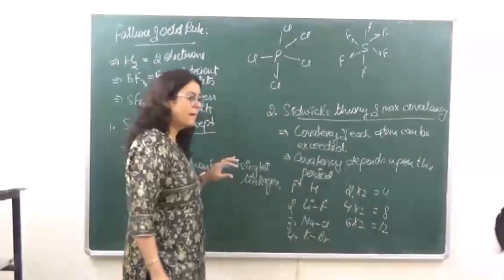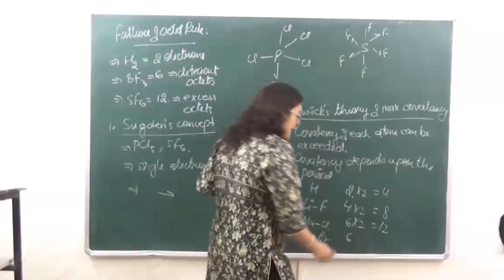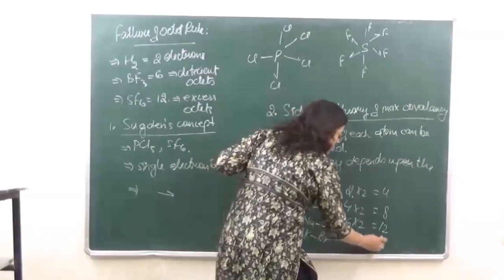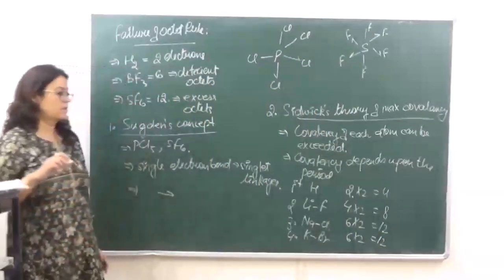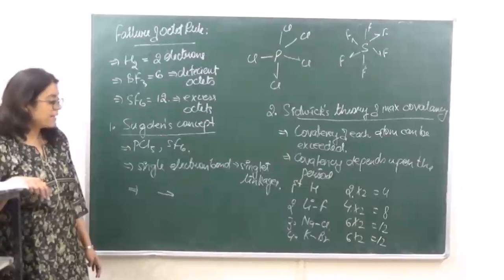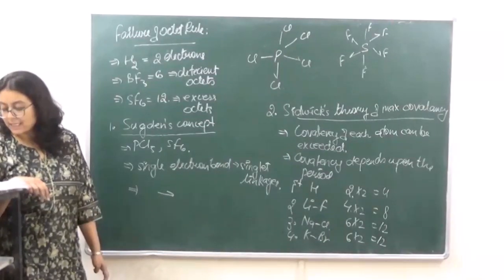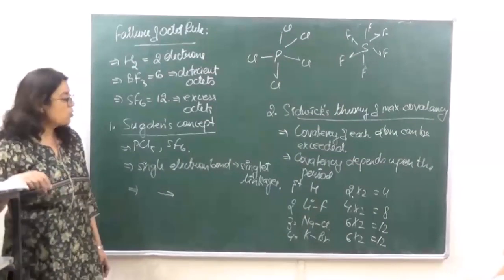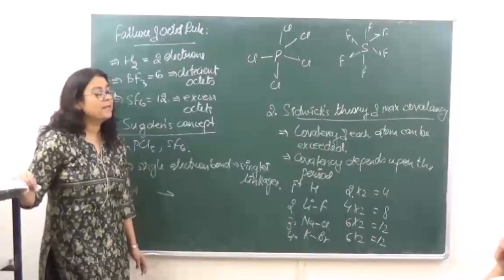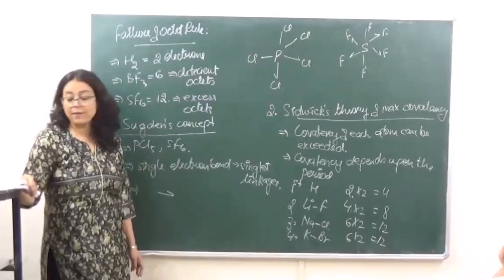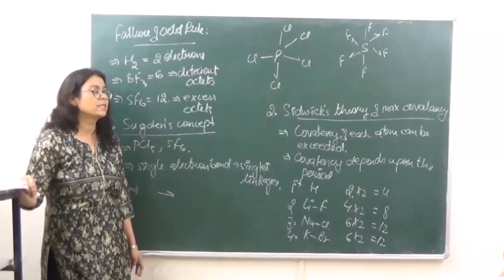Potassium to bromine, the maximum covalency which it can have is 6, and the number of electrons which can be present is 12. But when we go to rubidium onwards, that is the fifth period. In the fifth period, the maximum covalency can be equal to 8, and the number of electrons will be 8 into 2, which is 16.